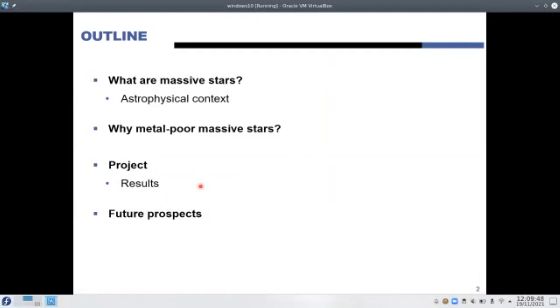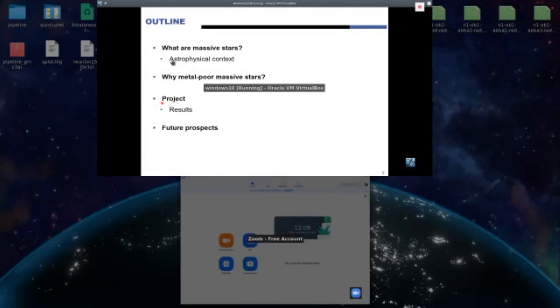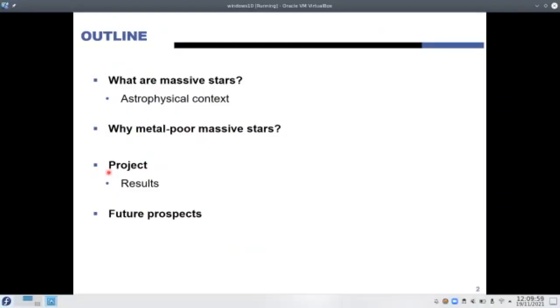So this is going to be the outline of the talk. I'm going to give a very, very broad introduction of what massive stars are and what their impact is on the astrophysical context. And then I will put some emphasis on why we care about metal poor massive stars. After this very broad introduction, I will go into the project, summarizing some of the results, and I will end with some prospects for the future.